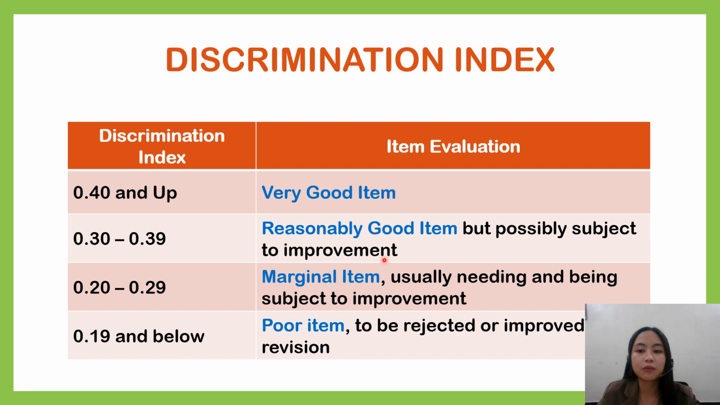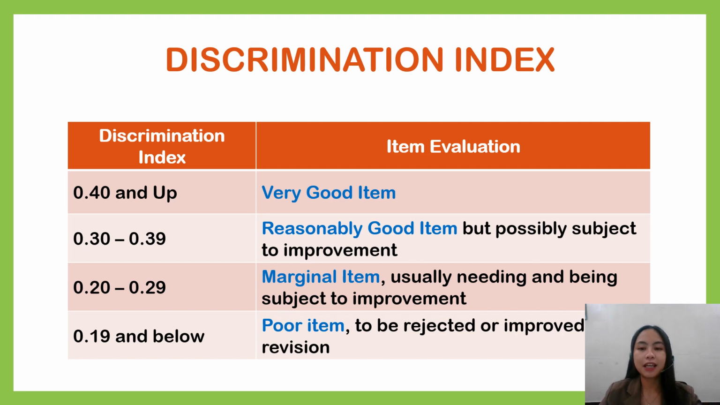Now, reasonably good item siya, but there are some parts of the question or of the item na meron lang tayong konting i-improve. Then, 0.20 to 0.29, the marginal item, usually needing and being subject to improvement. And 0.19 and below, poor item to be rejected or improved by revision. So, kapag nasa 0.19 and below na yung discrimination index niya, possible na ma-reject siya or ulitin talaga yung question. Ayan lang yan siya.